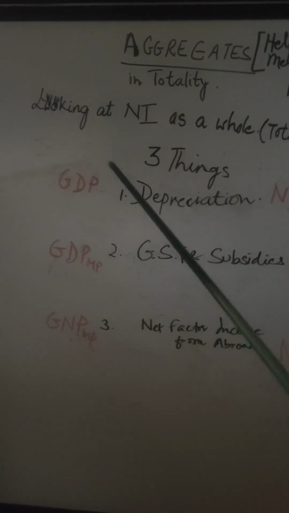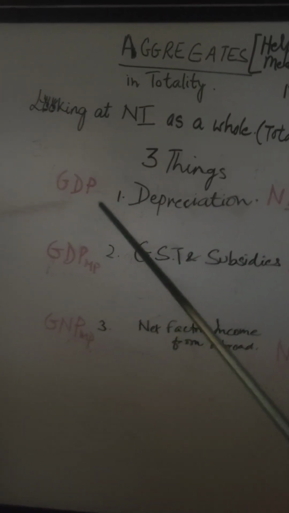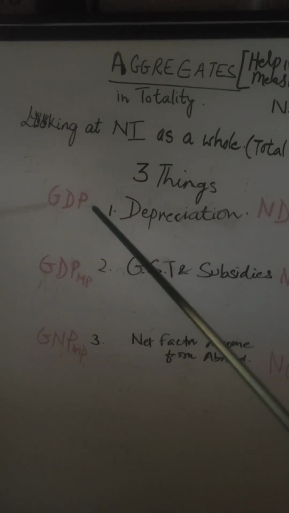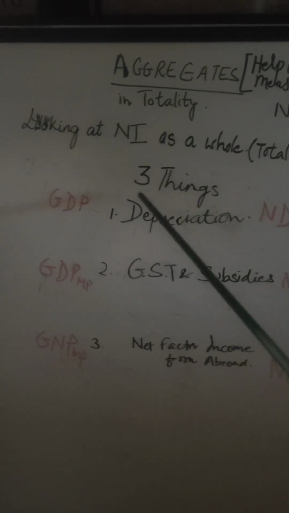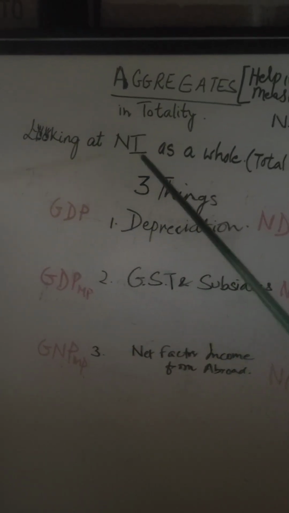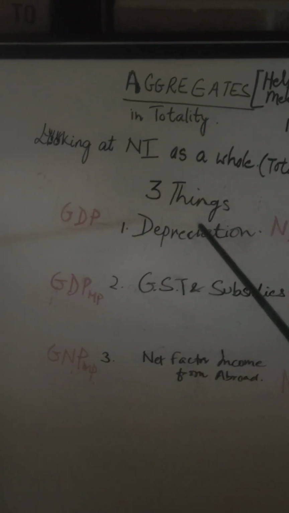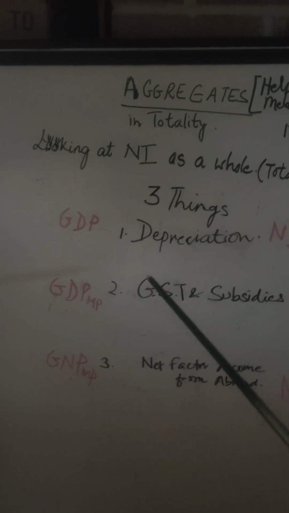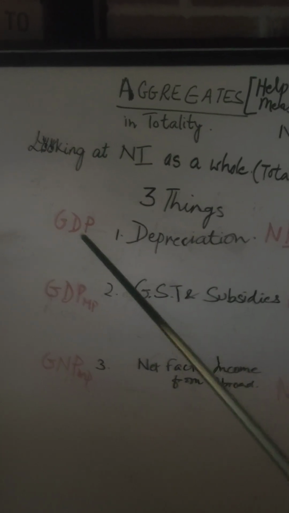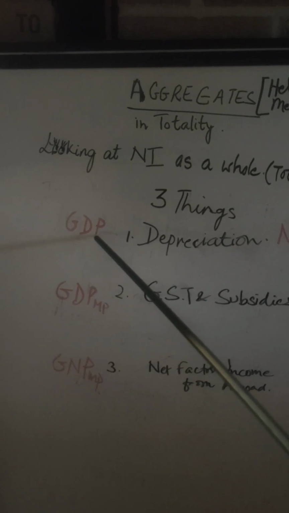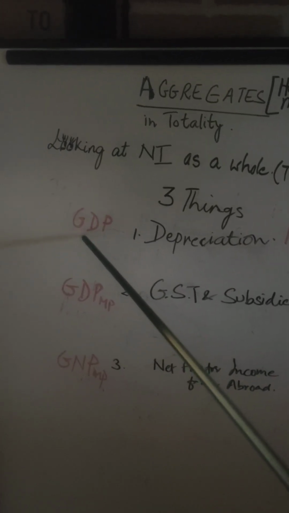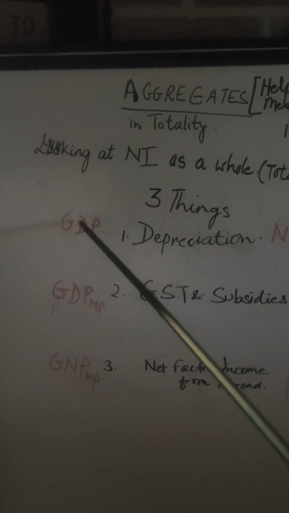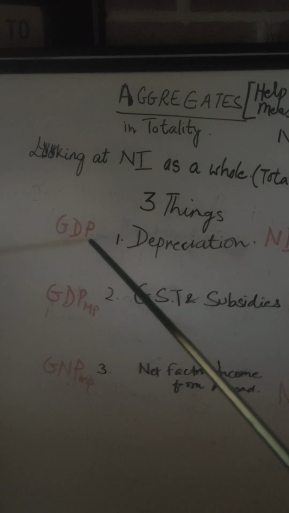Now these are the aggregates which help us in understanding, or rather measuring, the money value of the total goods and services produced in an economy in a given financial year. So if we are talking about domestic product and we have G with it, that is gross, then we are talking about all the goods and services that are produced within the domestic territory of a country.